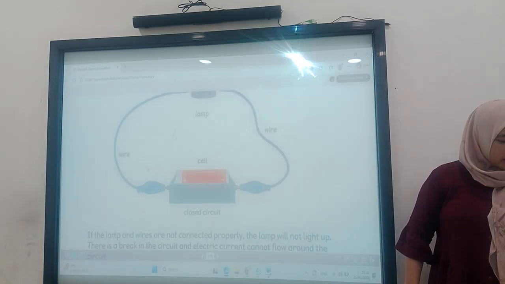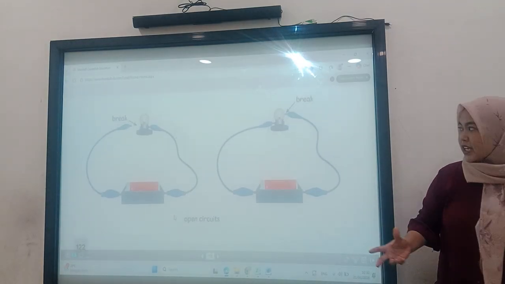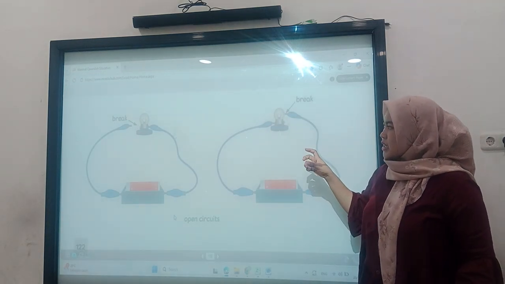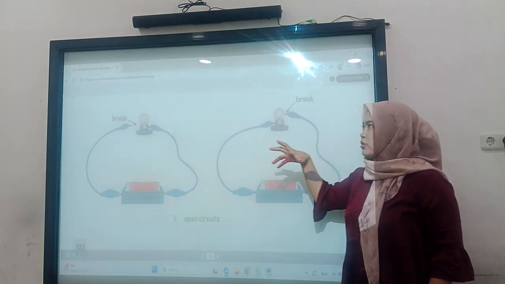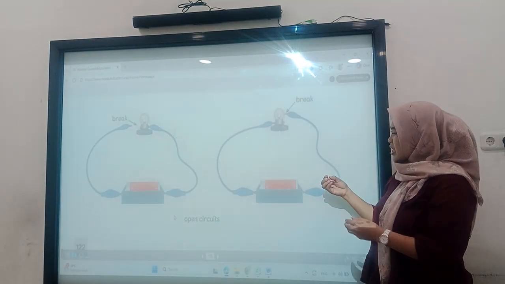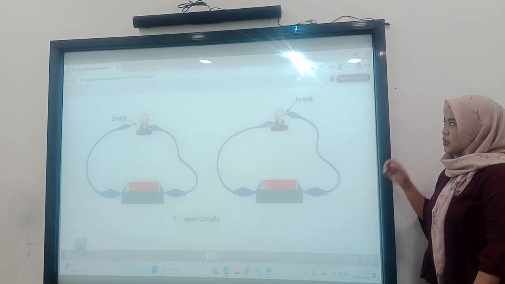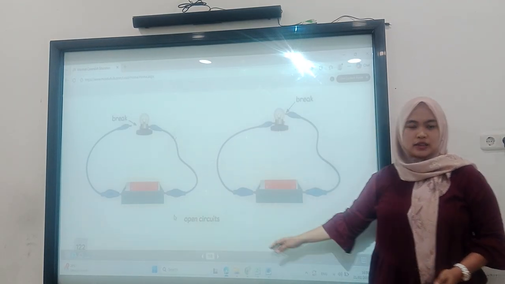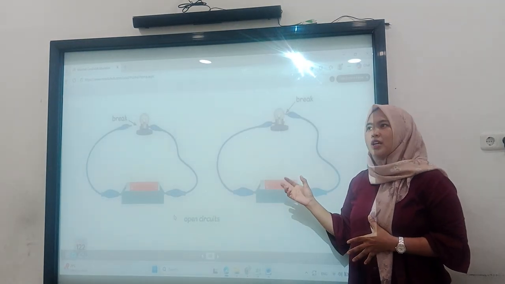And after that, in the second picture, there is a break in the circuit. It means the break comes from one of the wires that cannot connect to the other, so it is called an open circuit. So if there is a break in a circuit, we call it an open circuit. But if there is no break in a circuit, we call it a closed circuit.